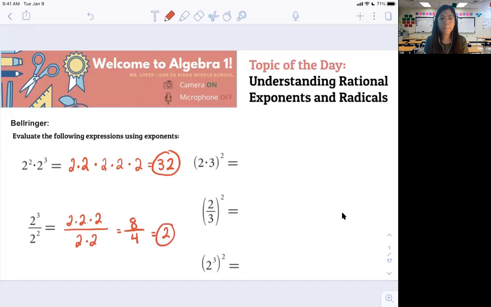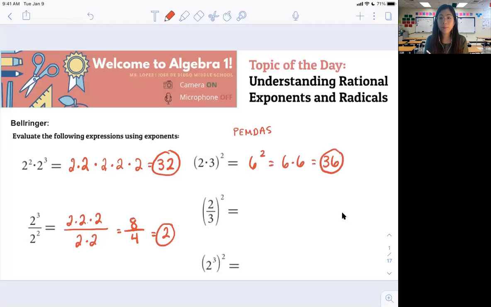All right, the third one. I see parentheses, I see multiplication inside those parentheses, and then there's also an exponent. If I'm following PEMDAS, what should I do first? Parentheses. Good, we're going to do those parentheses first. So 2 times 3 is 6, so this is 6 squared, which would be 6 times 6. 6 times 6? 36. So that's number 3. Any questions on that one?